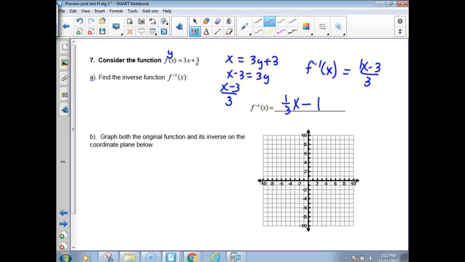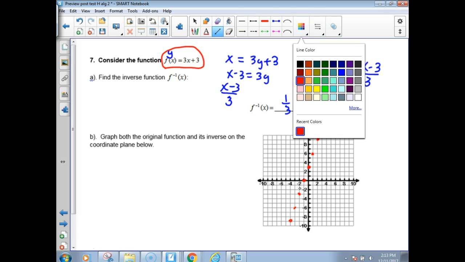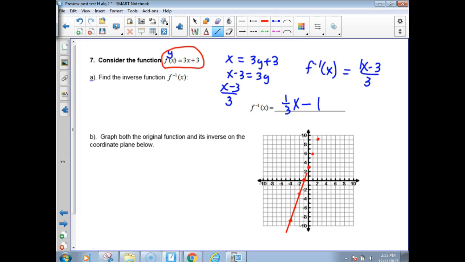The original function has a y-intercept of 3. I'm going to do it in red. And a slope of 3. Up 1, 2, 3, right 1. Down 1, 2, 3, left 1. Okay, so I'm just getting on here as many points as I can, and I'm actually going to use my tool to make a nice line. Okay, so then I put arrows on it.